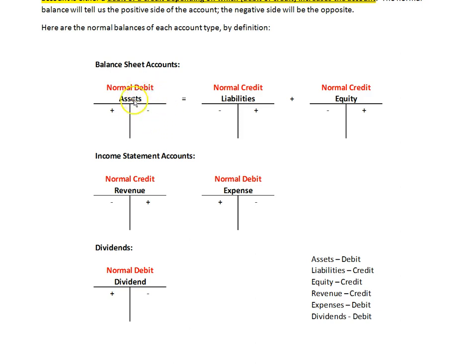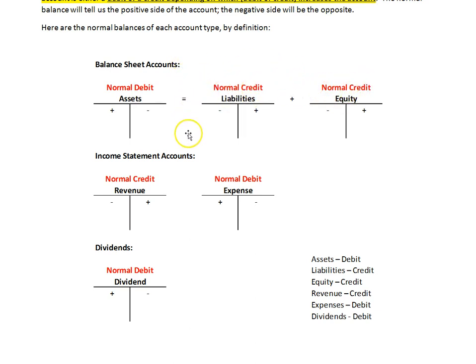Once we know the normal balance, we know what side's positive. Once we know what side's positive, we know the other side is negative. So liabilities have a normal credit balance, so the credit side is positive. With accounts payable, if we bought something on account and accounts payable goes up, then we're going to credit the account. On the other hand, if we pay off our bill, we no longer owe that bill, so we reduce accounts payable. But for our purpose, we want to know assets have a normal debit balance, liabilities have a normal credit balance, equity has a normal credit balance.